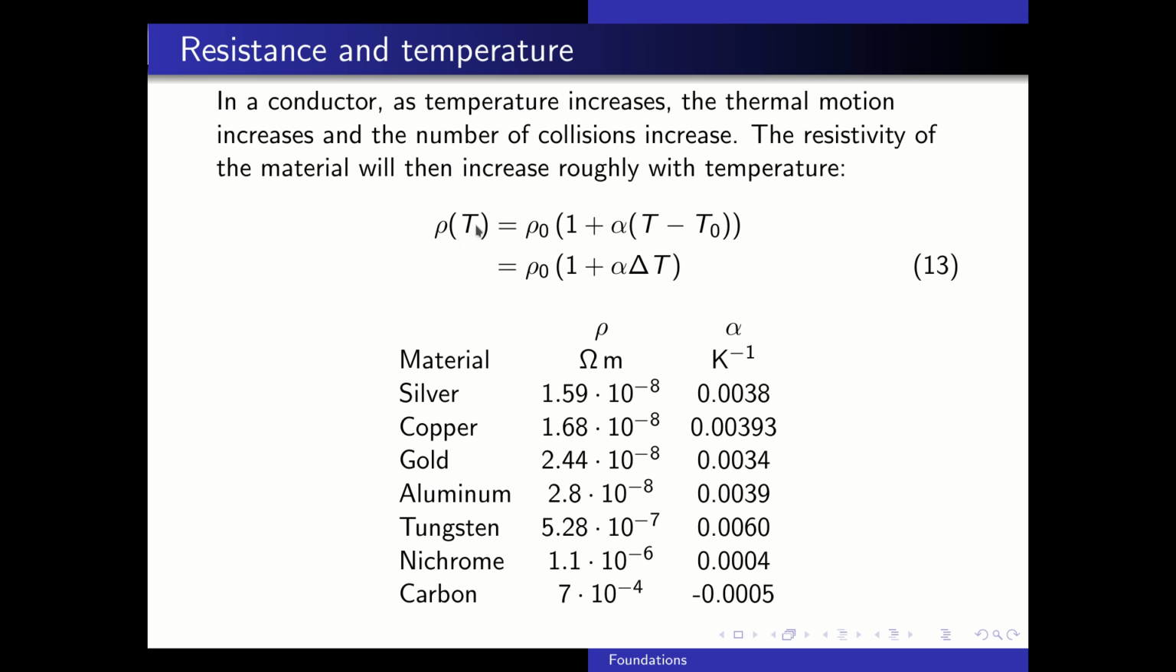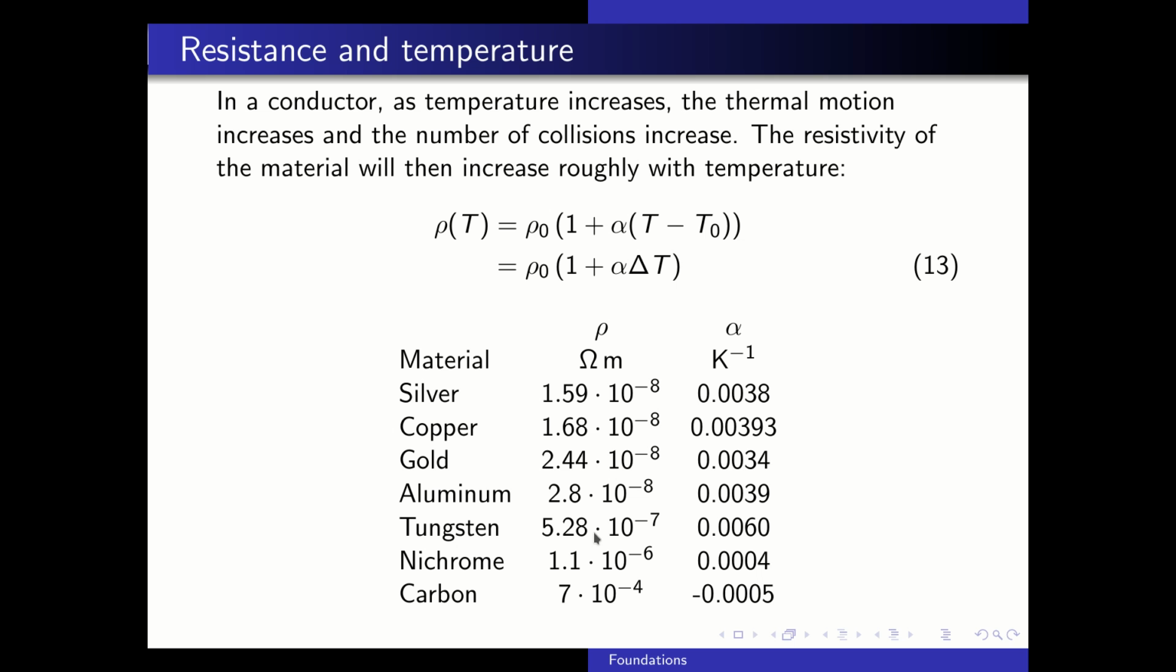The resistivity at some temperature T is equal to a reference resistivity multiplied by this factor, 1 plus a resistivity coefficient alpha multiplied by the difference in temperature between our temperature and the reference temperature. And so we may just simply write it this way, but that delta T is just T minus the reference temperature, where rho naught is the resistivity at that T naught.